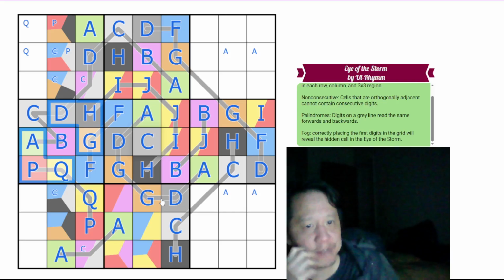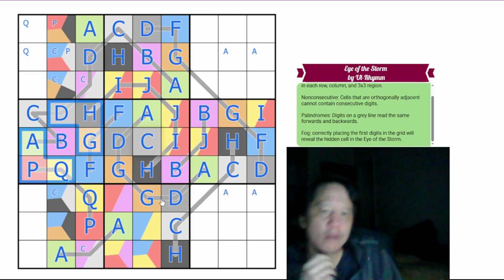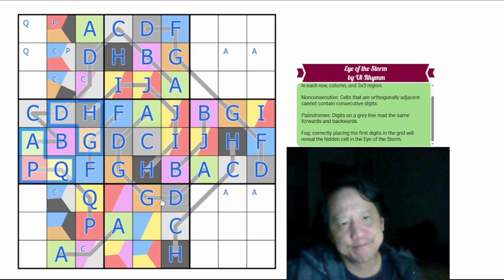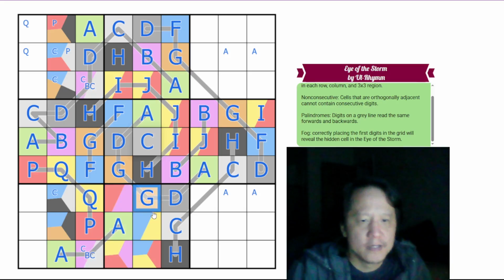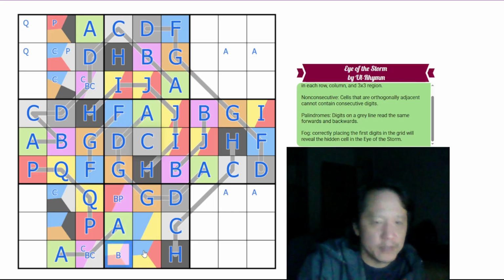Okay. So it cannot be next to both C and F. But there's nothing here where it would be next to C and F. So this is a BC pair here. This is B and P. This is B, P, or Q.